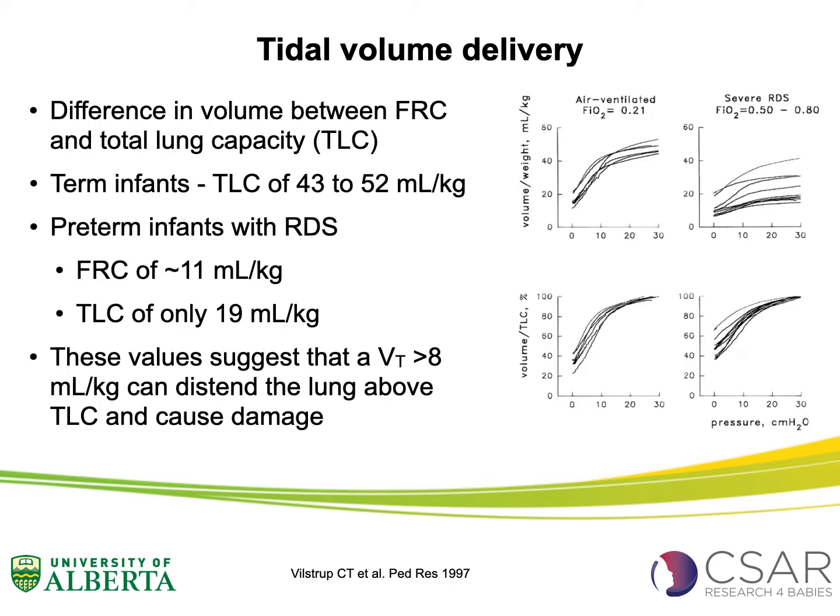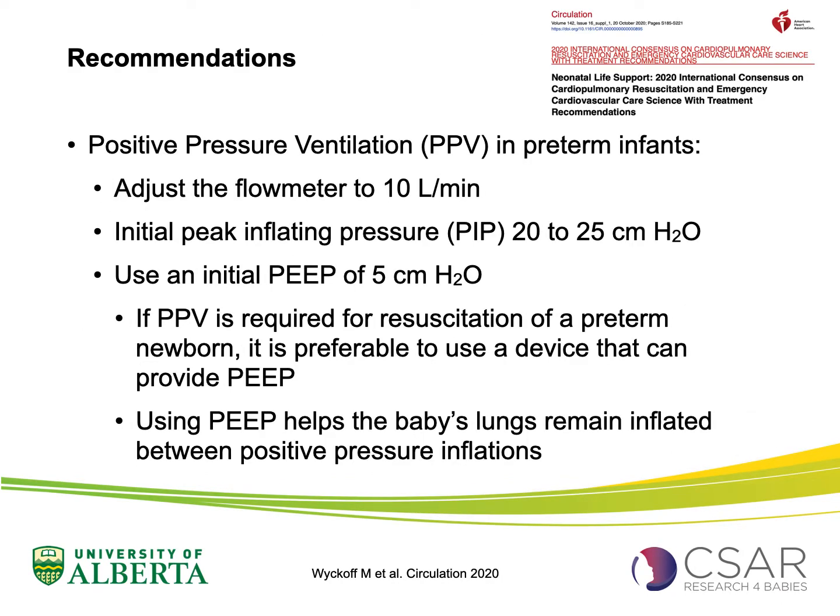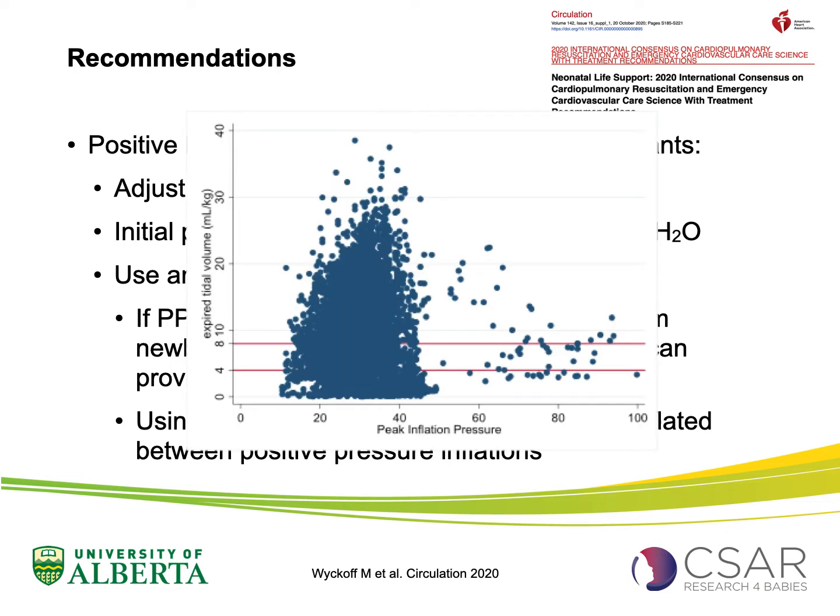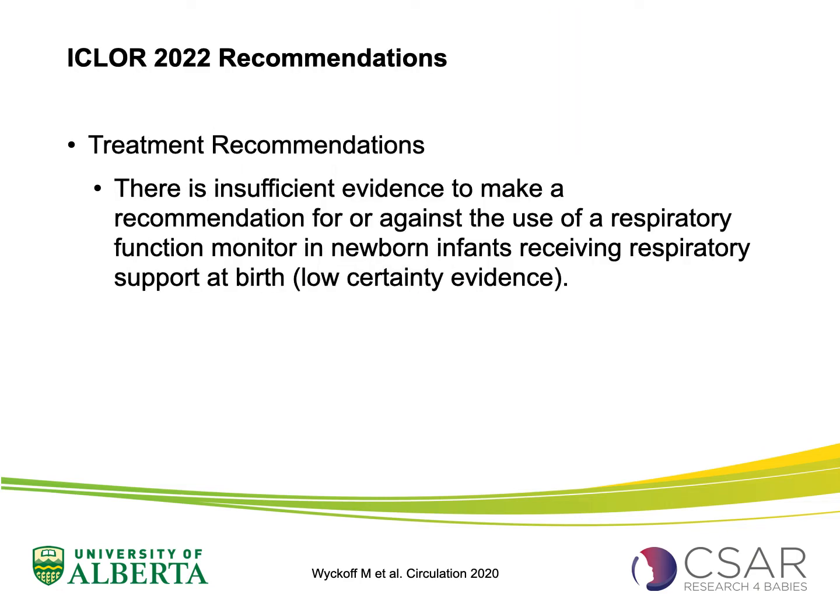Also, particularly important for preterm babies is that your total lung capacity and functional residual capacity are really, really small, and the difference is even smaller. So tidal volumes greater than 8 mL per kilo would distend the lung above total lung capacity and can cause damage. So now the recommendations say we should use a pressure of 20 to 25, and as I just showed you before, this might be the pressure variation you will see using a pressure of 20 to 25 centimeters of water. Now, has anything changed in 2022 from the recommendation?